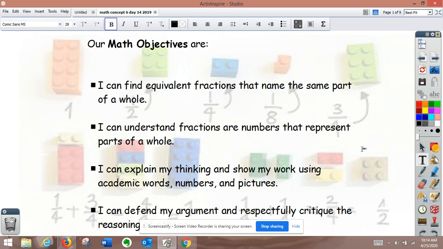Okay, here we go. Math lesson 13-1. Our math objectives are: I can find equivalent fractions that name the same part of a whole. I can understand fractions are numbers that represent or stand for or show parts of a whole. I can explain my thinking and show my work using academic words, numbers, and pictures.